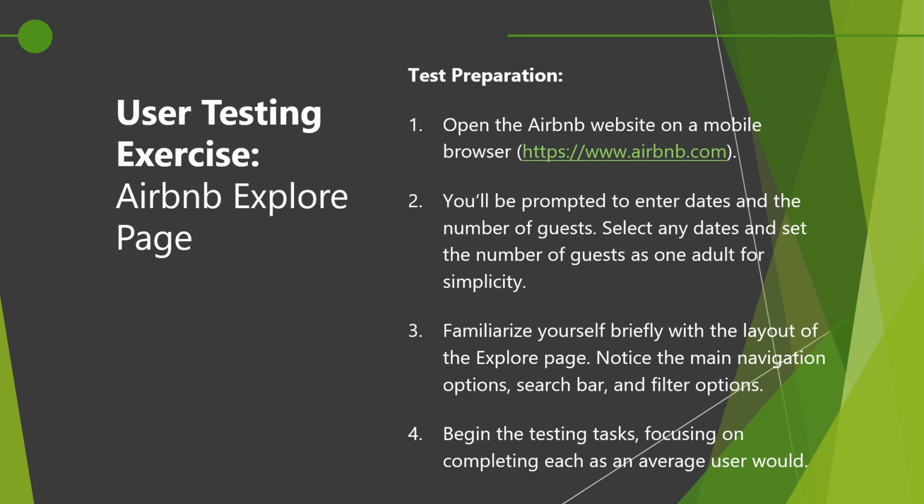So what I want you to do to start this is within your phone, open your mobile browser, and go to the Airbnb website, and I've given you the website link here. And feel free to pause this lecture, so that you can complete each of the steps of the task. Now, when you get to the Airbnb website, you're going to be prompted to enter dates and maybe a number of guests. So I want you to just select any date, and then set the number of guests to one adult, and we'll do this for simplicity.